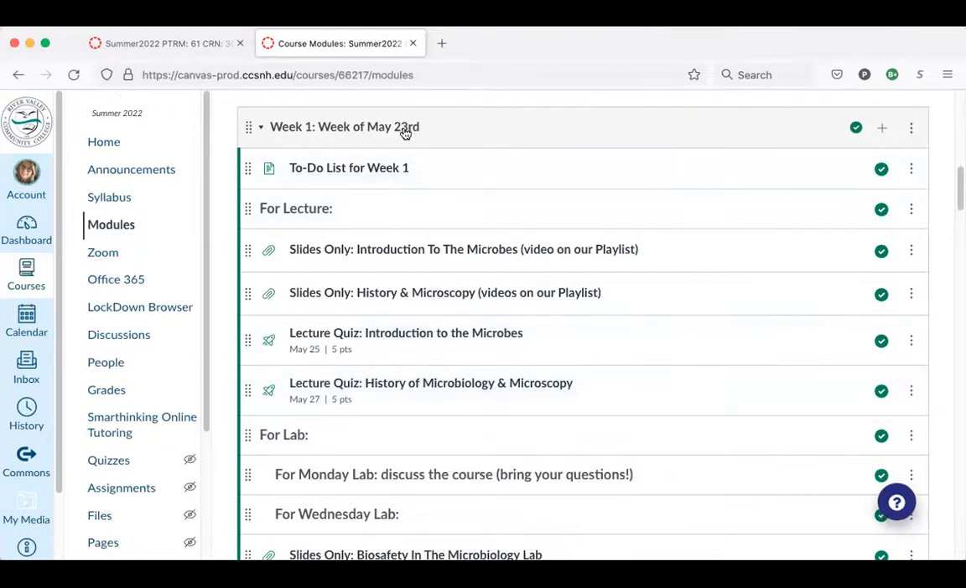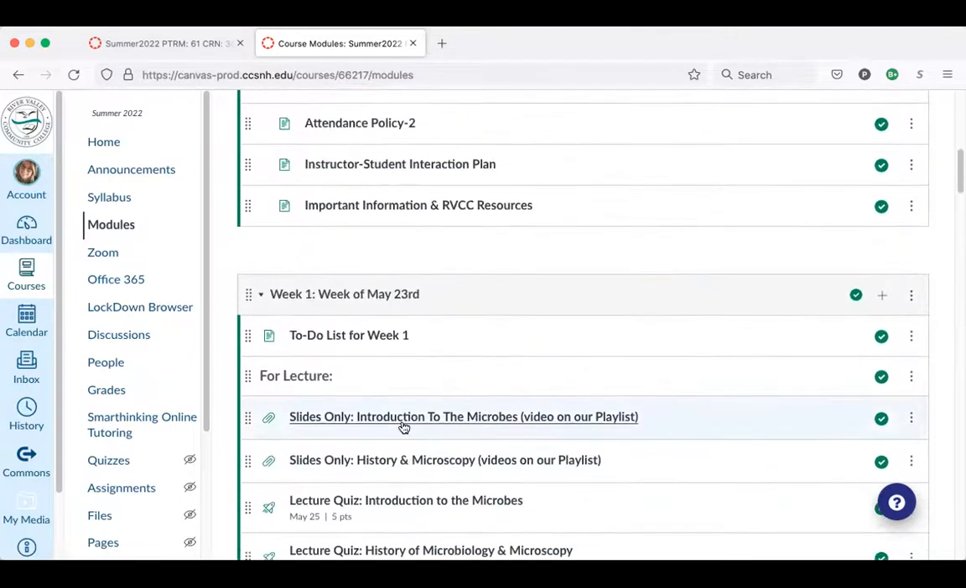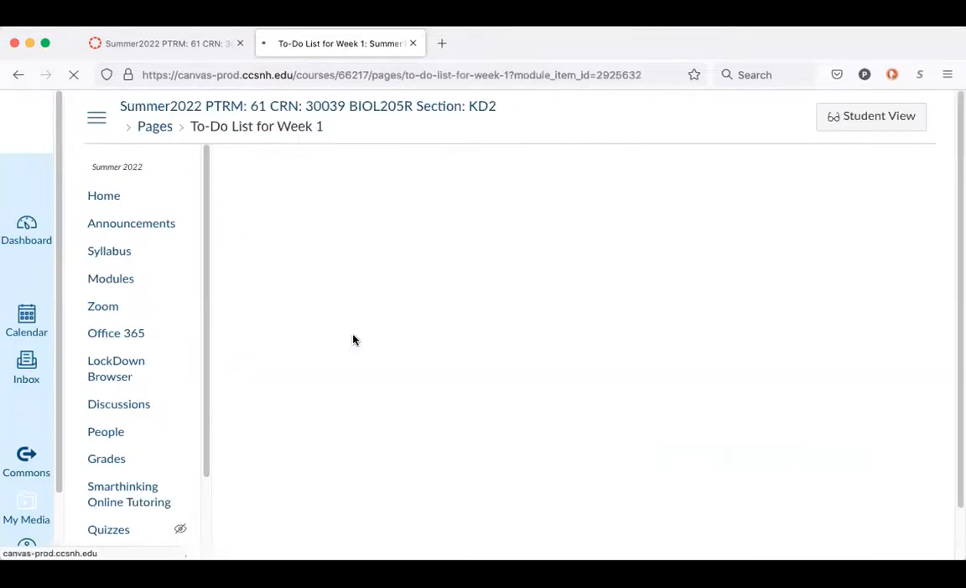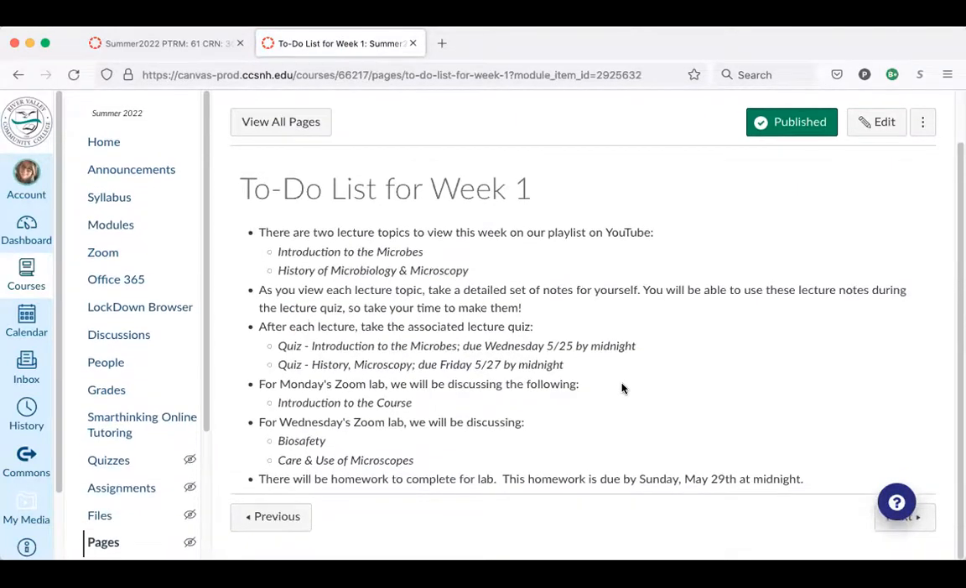Remember, in each weekly module, there's going to be a to-do list for you. There's going to be the lecture material all grouped together, and there's going to be the laboratory material all grouped together. So if I click on our to-do list here, each week I'm going to remind you which lectures you need to watch for that week, whether or not you have lecture quizzes to complete, and when those are due.